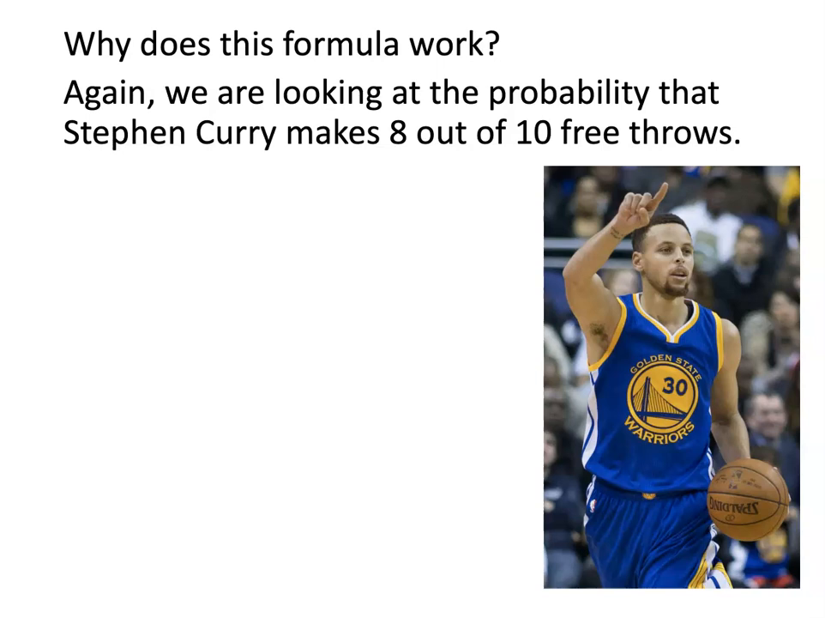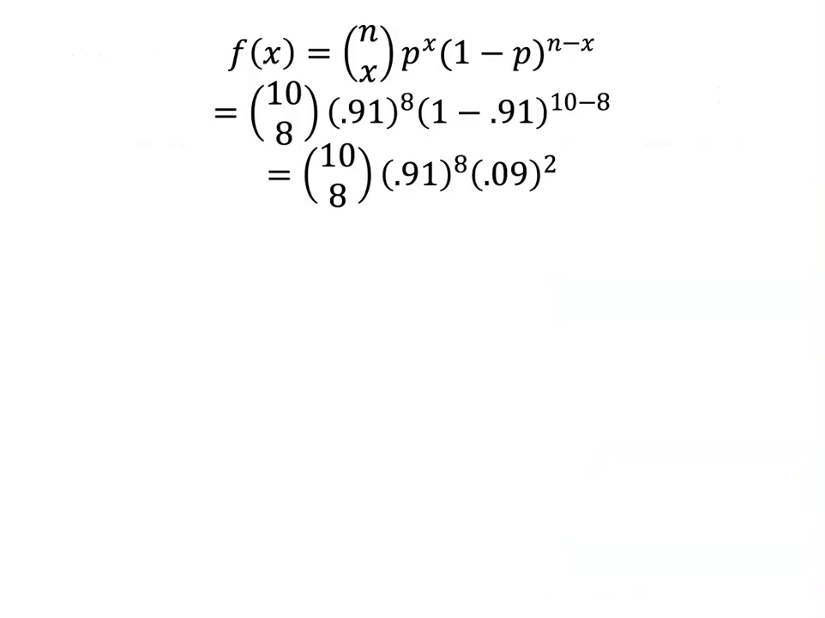So why does this formula work? Well, again, we're looking at the probability that Stephen Curry makes 8 out of 10 free throws. Here's the formula I've given you. Let me show you why it works. If you can follow this, great. If you can't follow it, it's probably okay. I don't know what your teacher thinks about it. I make students understand the formula in higher level courses. In lower level stats courses, I present it, but I don't insist that they really understand it. It would warm my heart if they did, but sometimes they just don't.